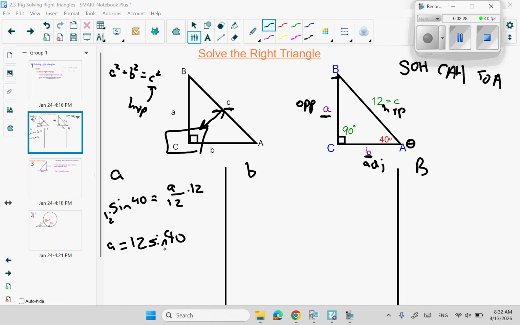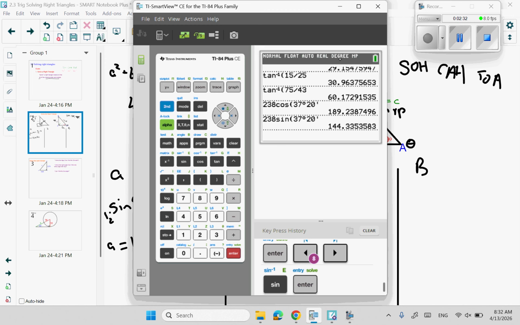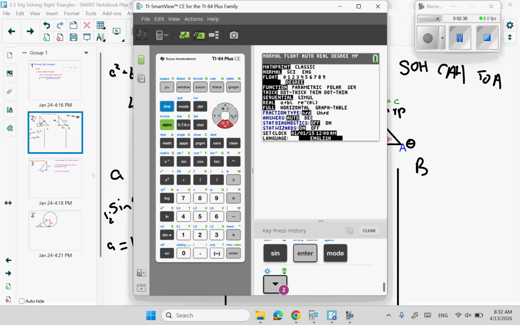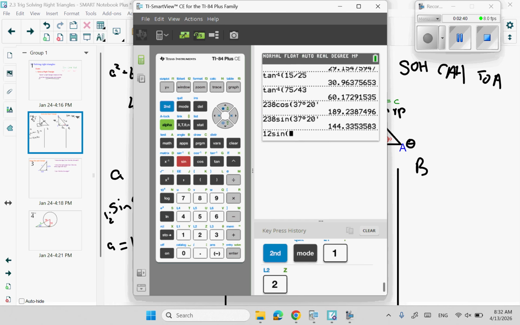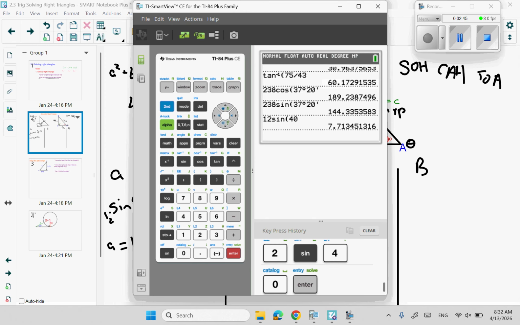And I can type this in my calculator as long as my calculator is in degree mode. So degree mode up there. Remember, I can always change it by going to mode, down to degree, and entering a degree. So 12 sine 40, we get 7.7.